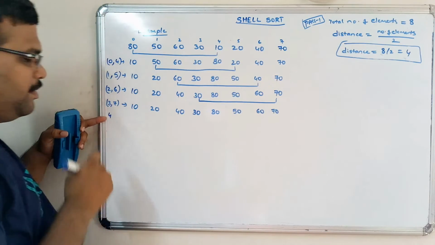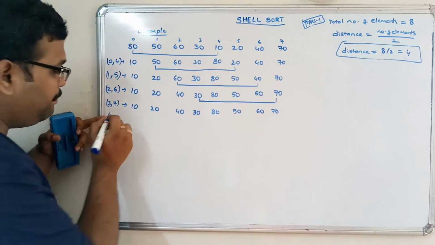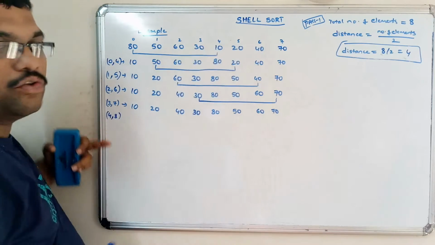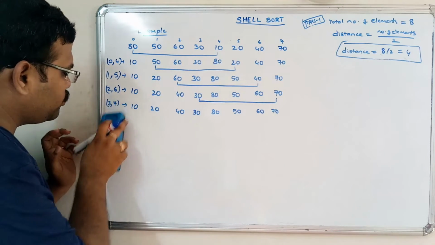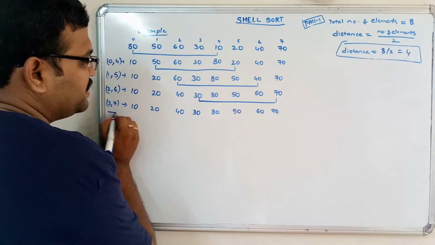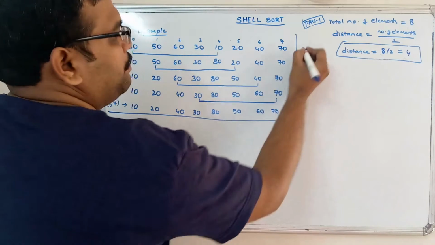So if we increment this index value, that means the next 4th must be compared with the distance 4, meaning the 8th element. There is no index of 8, so we just stop here for the first pass. So this is the pass 1. This is all about pass 1.